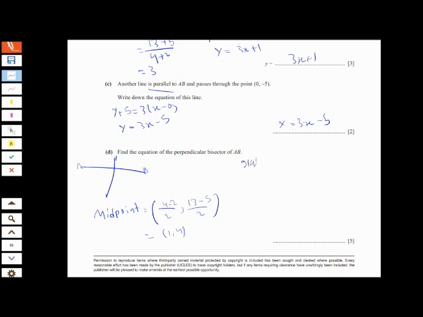And now the gradient of the perpendicular bisector is basically the negative reciprocal of the gradient of line AB. So let's write here, gradient of perpendicular bisector is basically negative 1 over 3. So reciprocate the 3, it's going to be 1 over 3, and add the negative, so it's negative 1 over 3. And now you write the equation, you have the point, you have the gradient, so all I have to do is just write the equation. Y minus 4 equals negative 1 over 3, x minus 1. And that would be y equals negative 1 over 3 x plus 13 over 3.